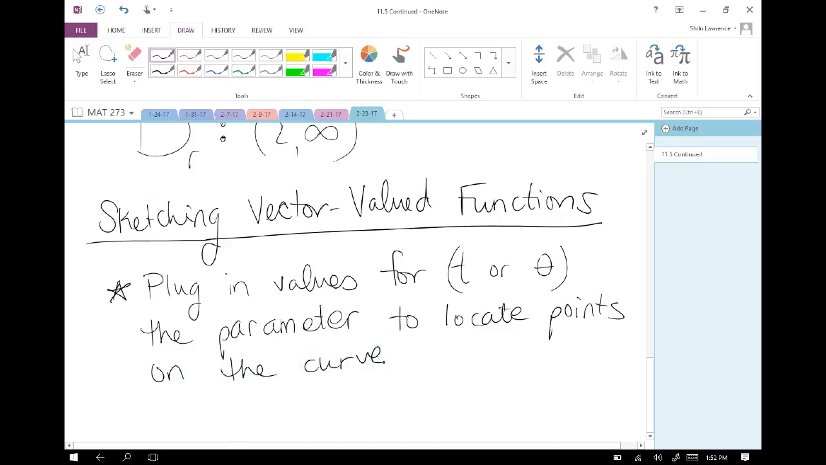One way that we can approach this is we can substitute values in for the parameter. Most of the time t is used as the parameter. There are some situations where our vector valued function has trigonometry in it, so you might see theta for the parameter. We can just plug values in for the parameter, and it's going to tell us points on our curve. And we can plot points. That's not always the best way to do it, but it works.